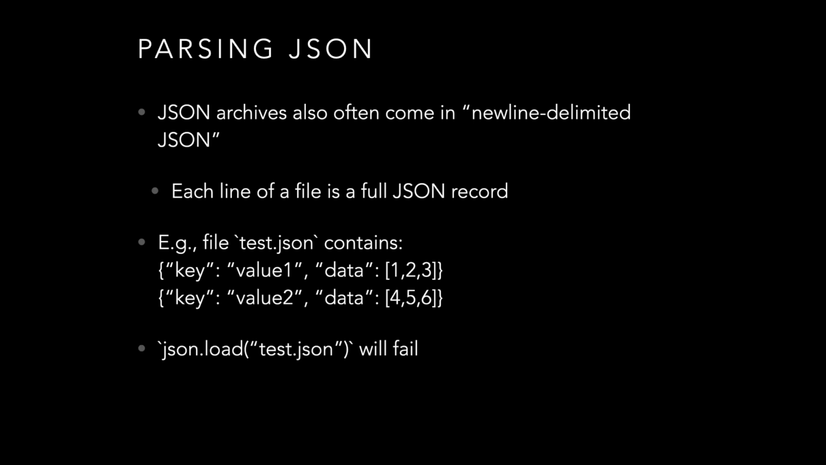If you just call json.load and try to read in that whole file, it will fail. This actually is sort of a pseudocode example because json.load expects a file pointer rather than a file name. But if you load in the full file and try to read it as one JSON string, it fails. Instead, you have to iterate through every line in this JSON file and load it in that way.